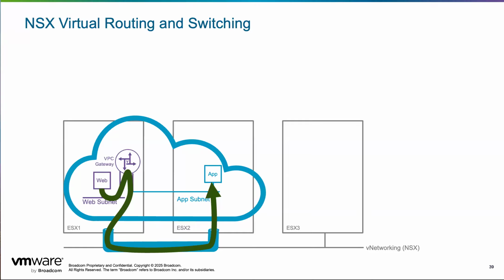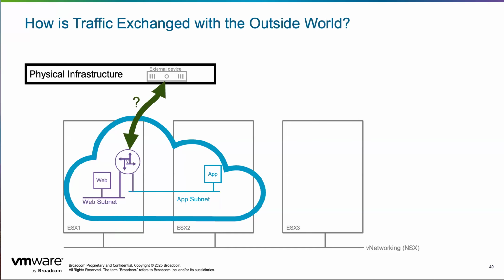So the benefit of this model is that you have a network that is entirely decoupled from the physical infrastructure. There is no silo. You can move your virtual machine anywhere, and you can instantiate as many networks as you want without having to configure anything in your physical infrastructure.